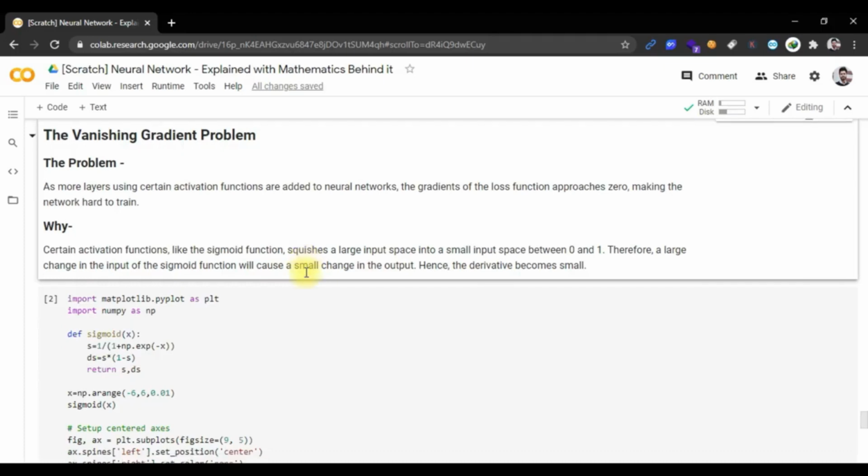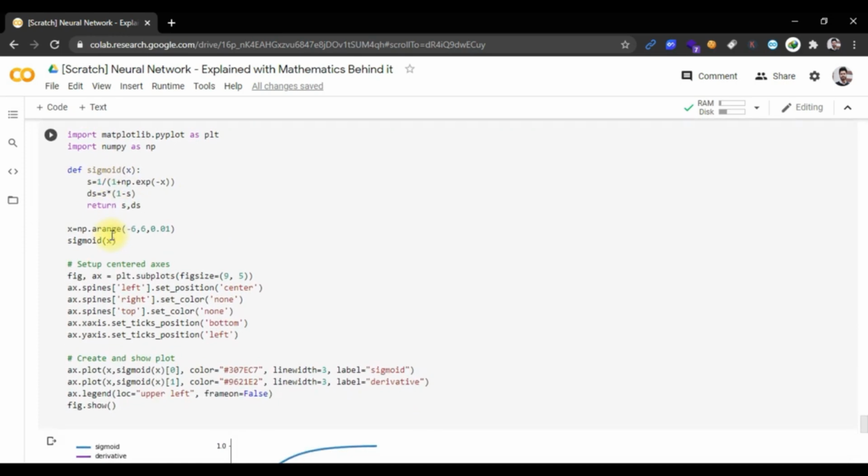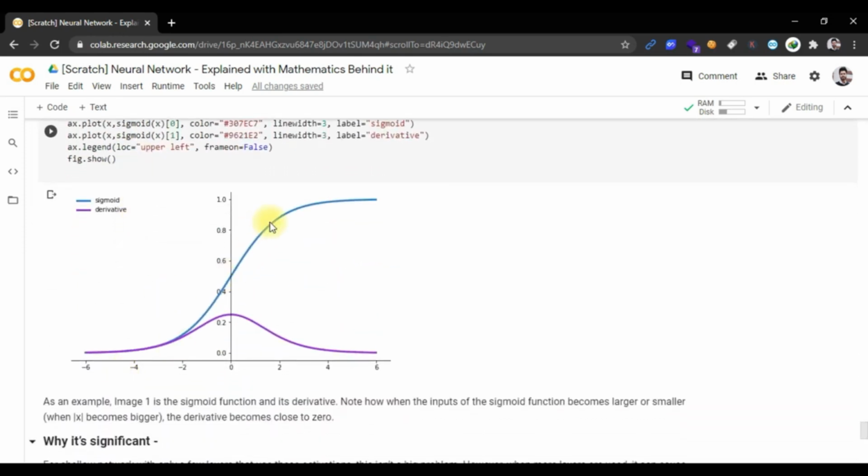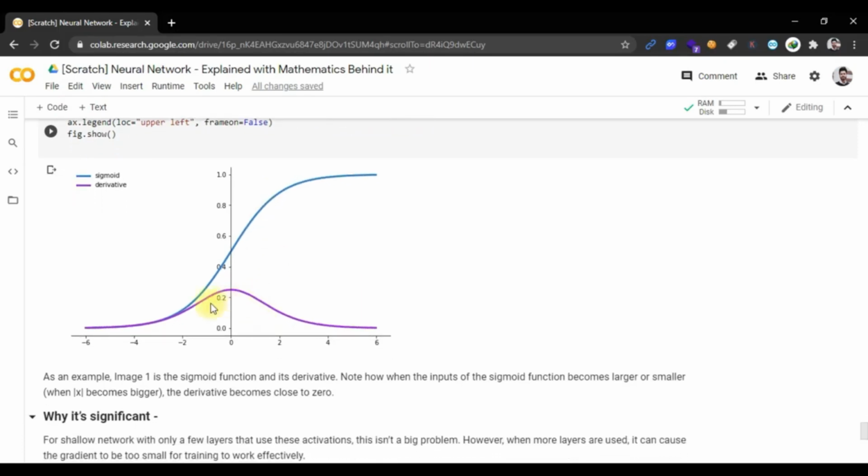I'd like to show the graph of the sigmoid function, as you see here. It is also not zero centered, and the gradient of the sigmoid is much smaller than the original sigmoid function. This image shows that as the input of the sigmoid function becomes larger or smaller, the derivative becomes close to zero, because the derivative is way less than the original sigmoid function.